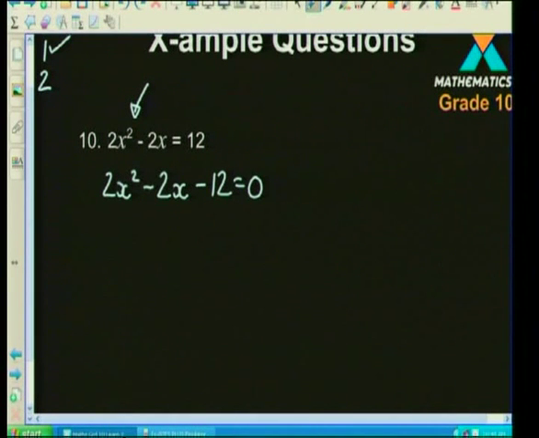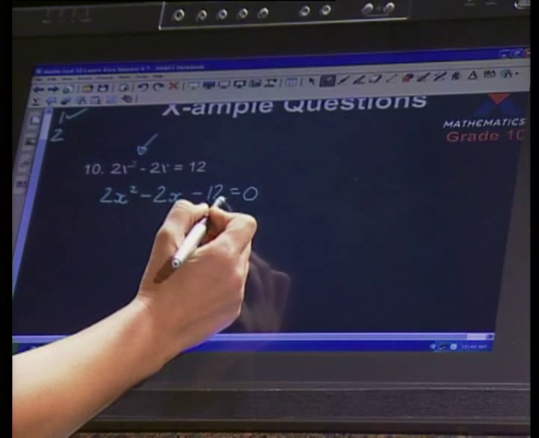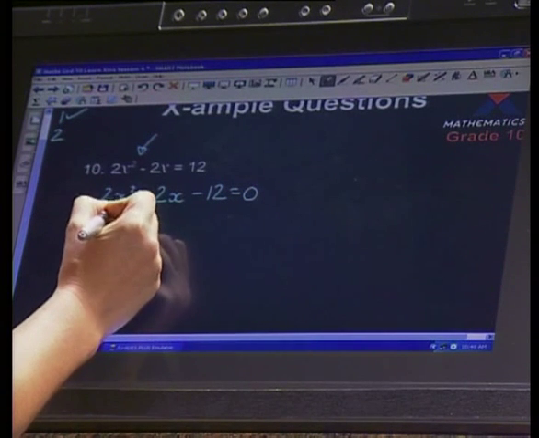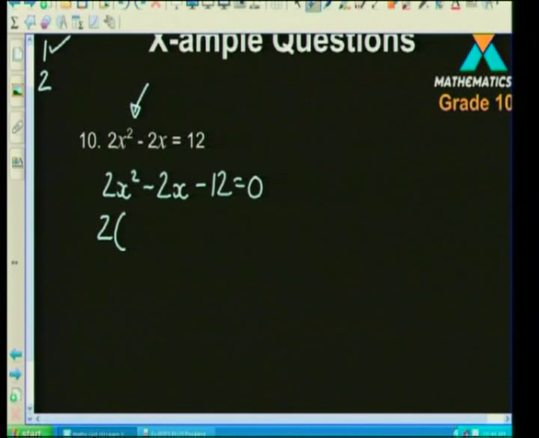Step 2 is now to look at it for the factorizing. Do we have a common factor? Well, 2x squared minus 2x minus 12. What's common in all of those? And I hope you spotted that it was the number 2. 2x squared divided by 2 gives us x squared. Minus 2x divided by 2 gives us minus x. Minus 12 divided by 2 gives us minus 6 equals 0.